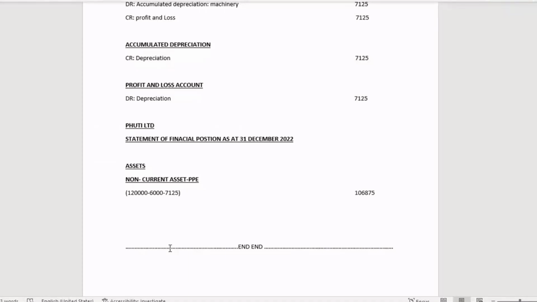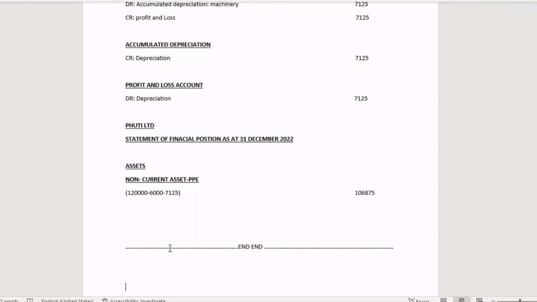So you draw up your statement of financial position, which is at 31st December 2022. And then you're going to have your asset, and then you have your non-current asset as PPE. So when you look at this asset, this is how you do your note on property, plant, and equipment. Your cost is 120,000 rand, and then your accumulated depreciation is 6,000 rand, and then your carrying amount at the beginning of that period will be 114,000 rand.